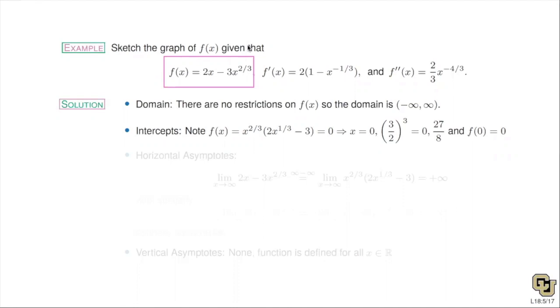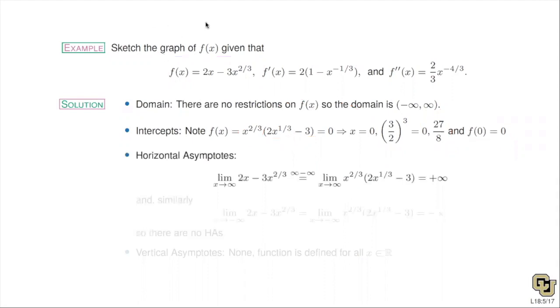So for intercepts, you should notice there's a common term. So I factored out the lowest power of the common term. And so x to the 2/3 will be equal to 0 if x equals 0. And here, 2x to the 1/3 minus 3 will equal 0. So you move the 3 to the other side, it becomes positive, divided by 2, 3/2, and then you cube it, 3/2 cubed. So our x-intercepts are x equal to 0 and x equal to 27/8. And then the y-intercept is just the origin.